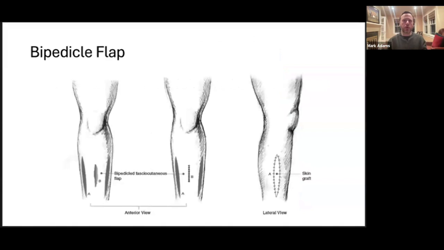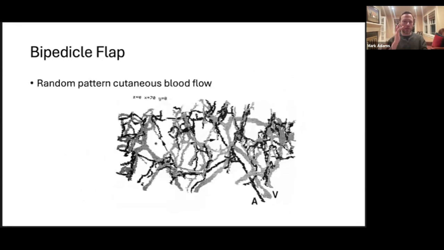And here's an example. There's a traumatic wound over the anterior tibia. Two incisions are made on the leg, one lateral, one medial. The traumatic wound in the middle gets to be closed tension-free, and the lateral and medial surgical wounds can get skin grafts. And now the blood supply comes in from proximal and distal in between the two incisions, and that can be successful. And the bipedicle flap survives on what's called random pattern cutaneous blood flow.